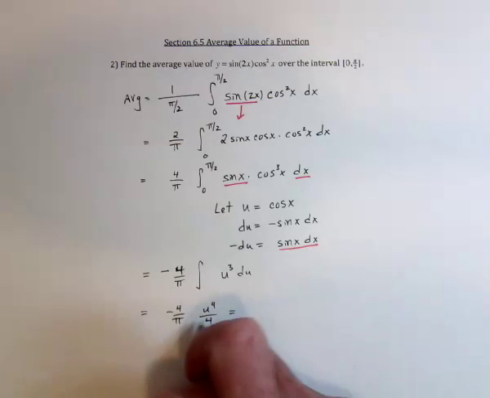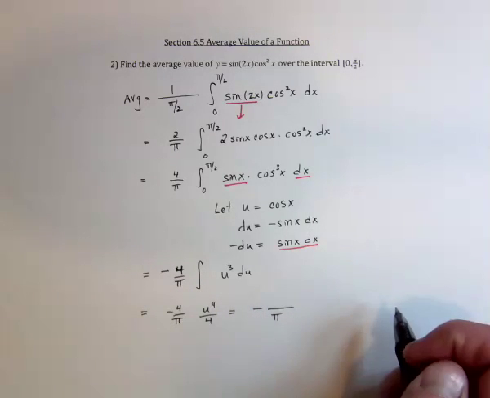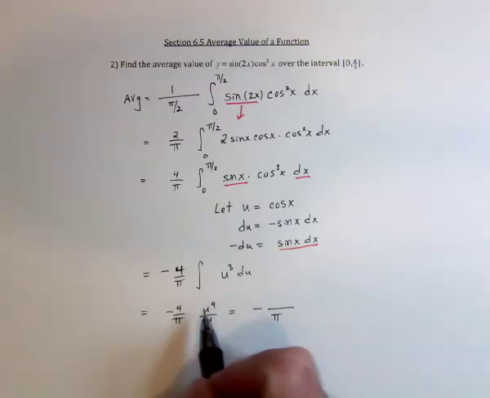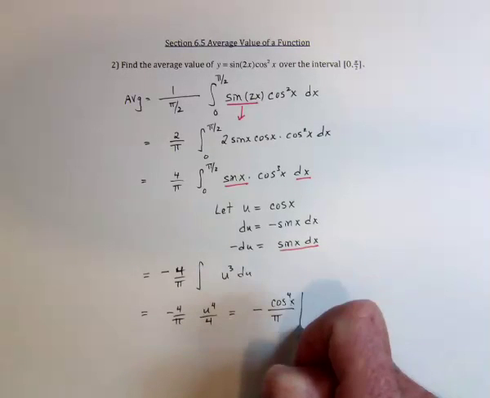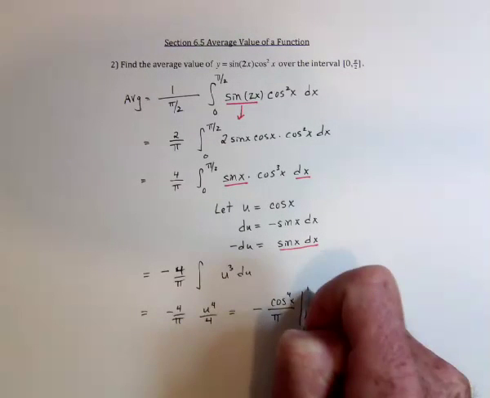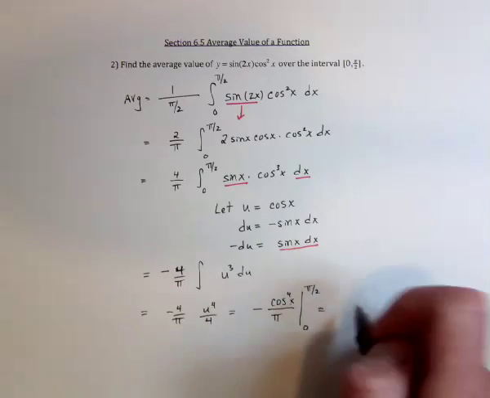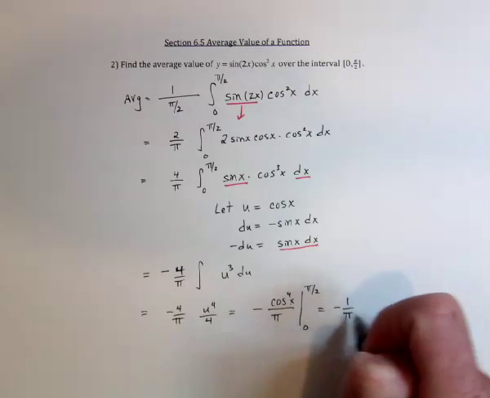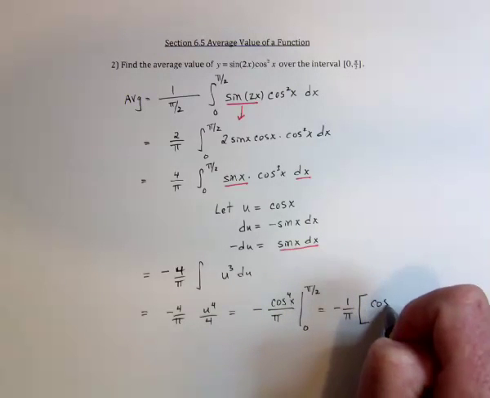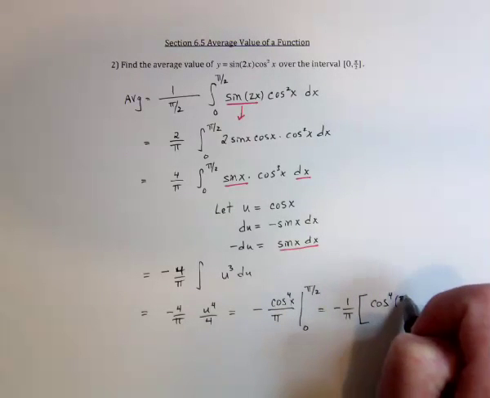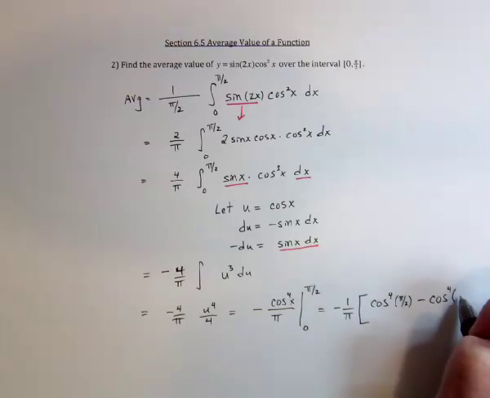and the 4's are going to cancel, so we get negative, and then the denominator there's pi, and then replace u, so we've got cosine to the 4th, evaluated from 0 to pi over 2. So we could even factor out the 1 over pi and then just evaluate cosine at pi over 2, minus cosine at 0.